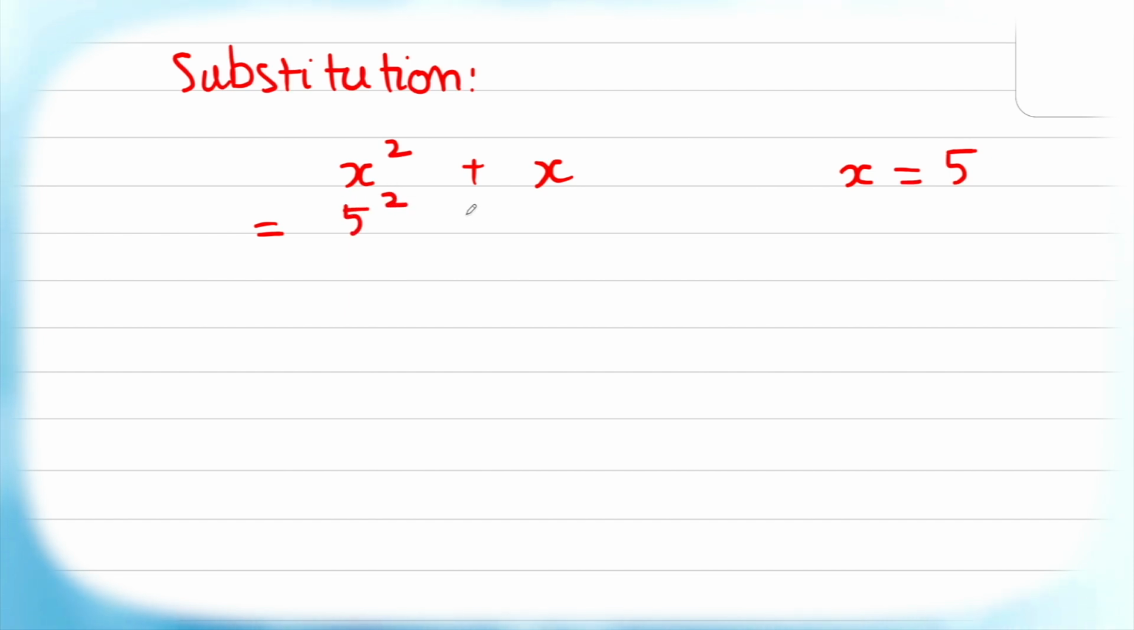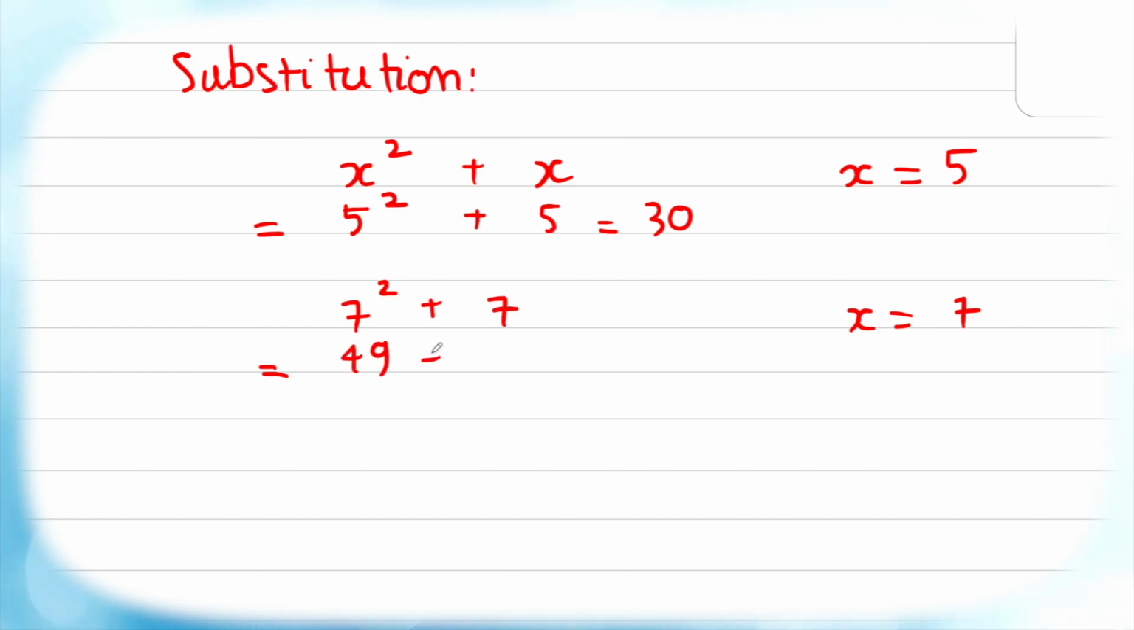Here will be 5 squared plus 5, and after that you get 30 for the result. And for x equal to 7, we have the same thing. You have 7 and 7 here, and 49 plus 7 equals 56. But how about a harder expression for x?